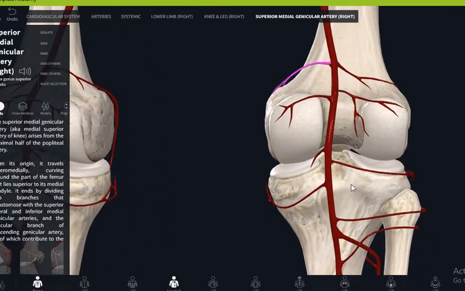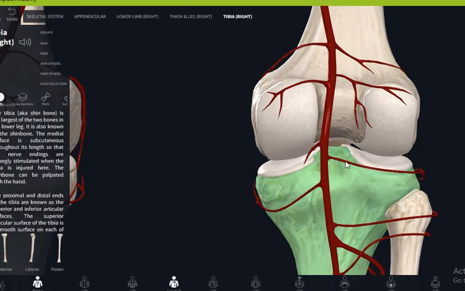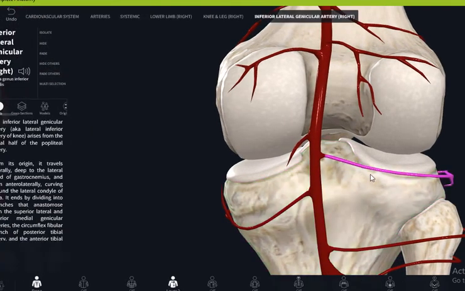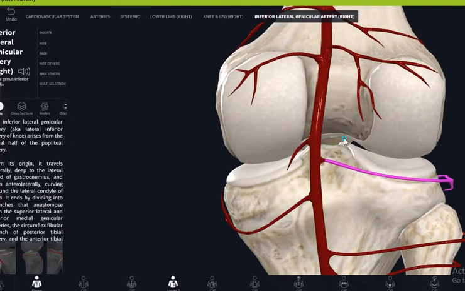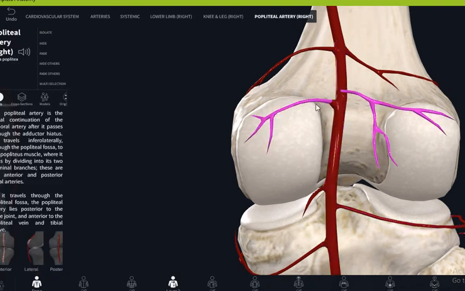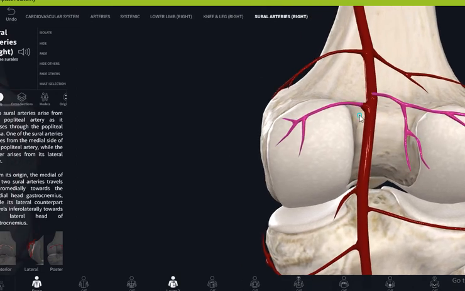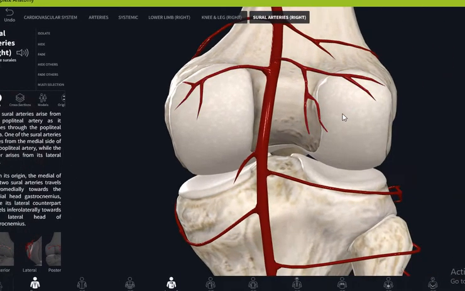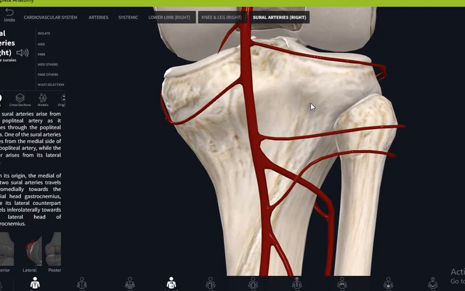So this other artery which is going to be formed here is the inferior genicular artery. Here you have the superior genicular artery, and you have the middle genicular artery here. This one is called the middle genicular artery or the sural artery. So you have the superior genicular artery, the sural artery, and the inferior genicular artery.